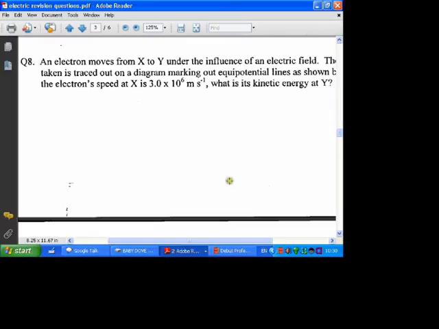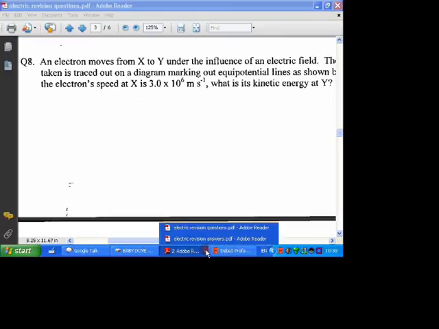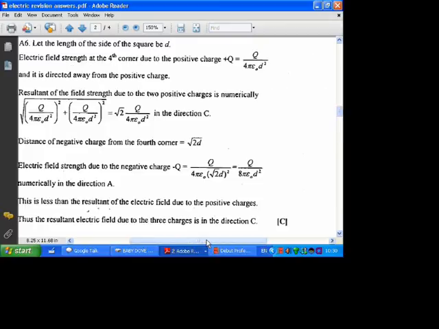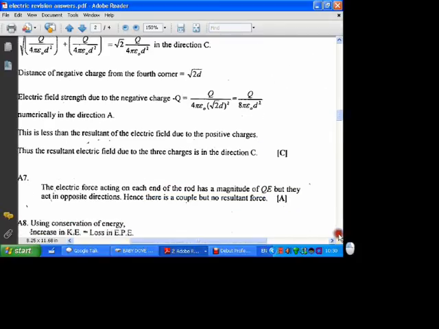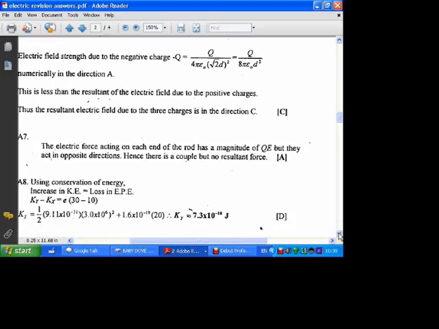So let's look at the answer. So there will be a loss in EPE because the electron moves from a position of lower potential to higher potential. So it's actually attracted towards the higher potential. So it will cause the Ke to increase and the EPE to decrease. So if you consider this case, just use Ky, the kinetic energy at Y, the final Ke minus the Kx. Definitely it's going to give you a positive value because the Ke is increased, right?